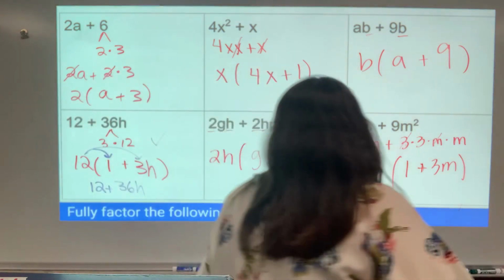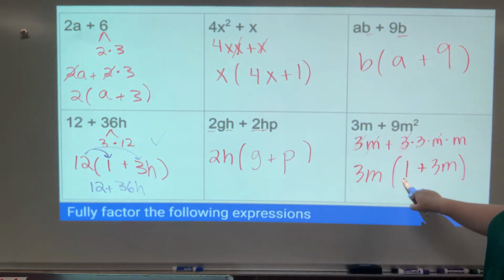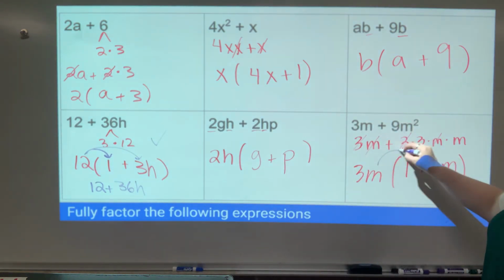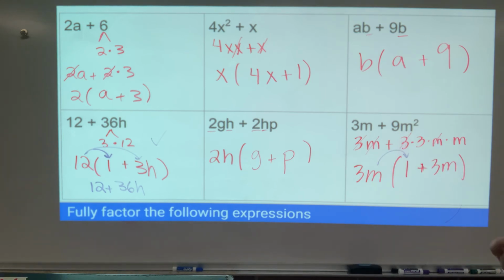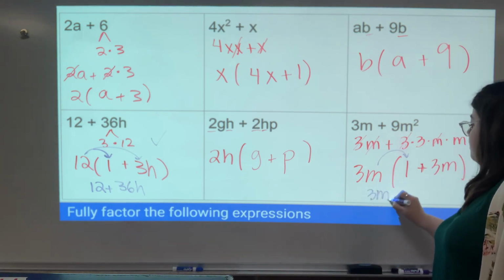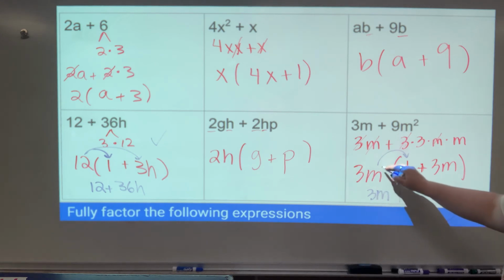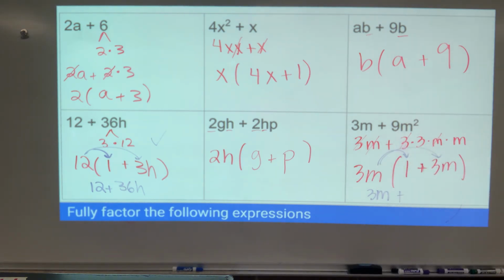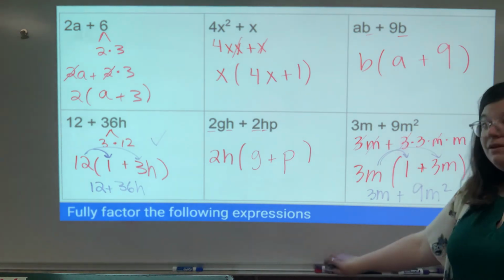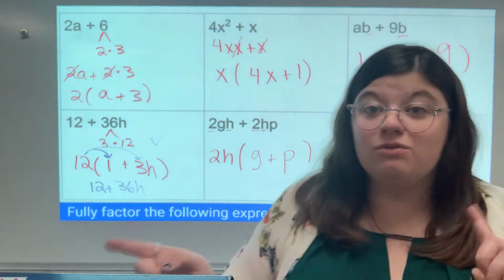If we did this one right here, 3m times 1 plus 3m. Well, 3m times 1 is just 3m, plus 3m times 3m is going to give me 9m squared. I hope you can see that okay on there. It's a little bit light. 3m plus 9m squared. Is that the same expression that we got here? Yes, it is. So factoring and the distributive property, you can use each other to check your answers.